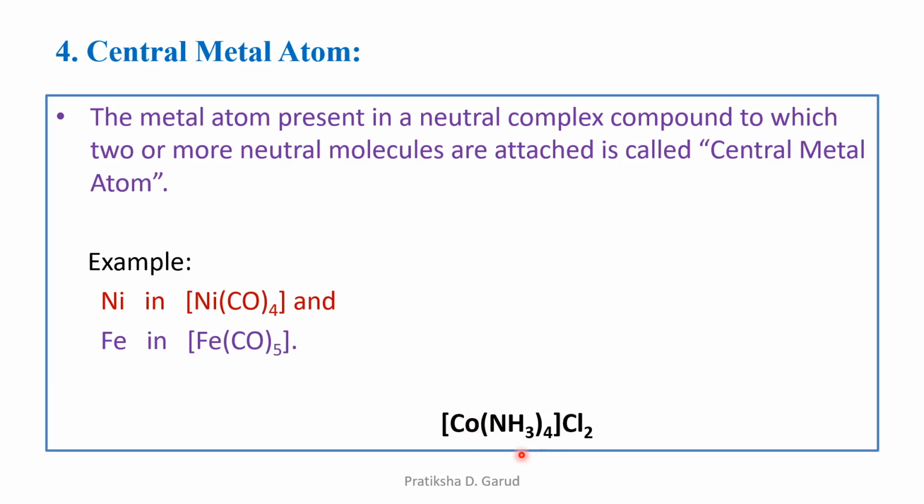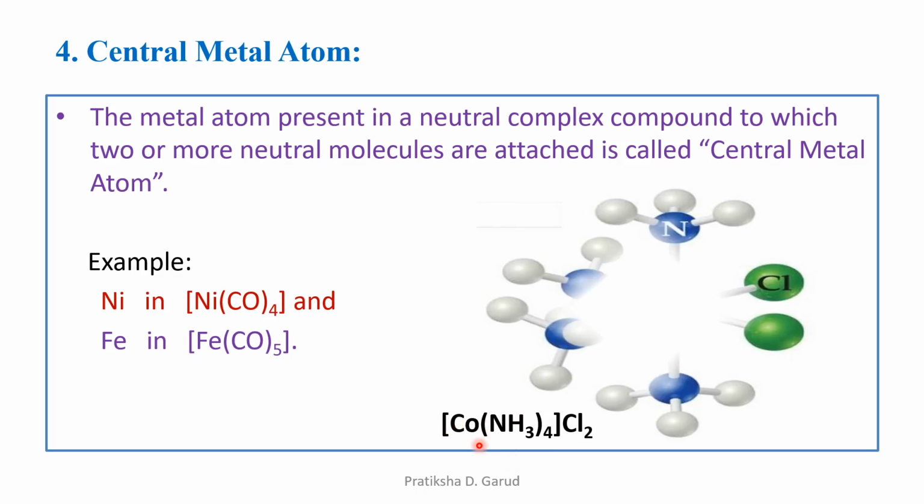So this cobalt is attached to these four coordinating groups, and this cobalt is present at the center. Therefore it is called a central metal atom. So let's see its structure. This is the structure in which we have cobalt at the center, that is the central metal atom, and it is surrounded by 4 NH3. That is, this is the first NH3, second NH3, third NH3, and the fourth NH3. 4 NH3 and 2 Cl. So this, that is the cobalt, is called the central metal atom.